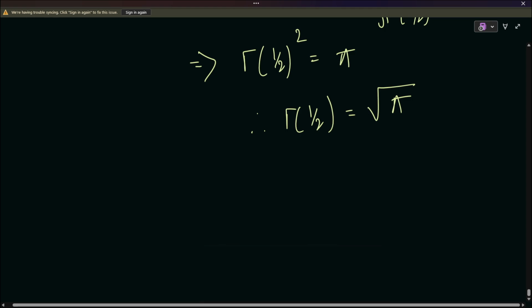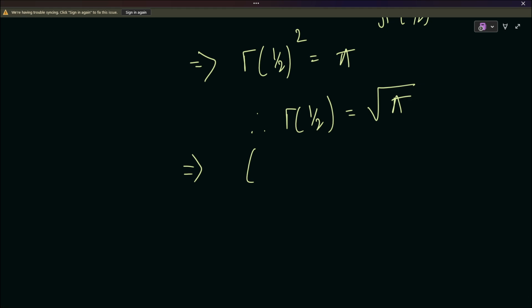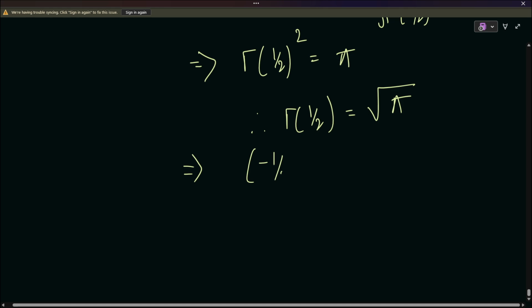According to the definition of gamma of half, you can also write this in a fun little way. This is just a fun little way because minus half factorial does not really mean anything physically, so it will not have any notion like factorials usually have. But yes, we can write this: gamma of half is nothing but minus half factorial, which is equal to root pi.